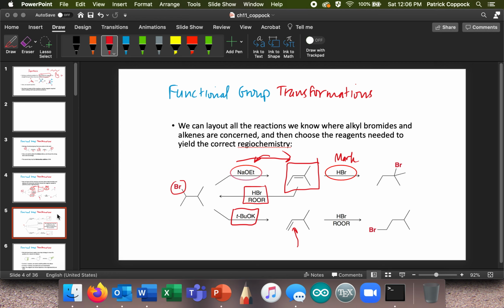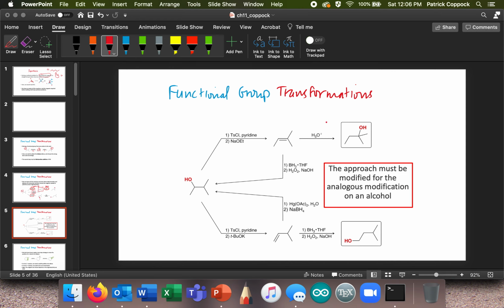So let's say we want to do it for an alcohol instead. Suppose I want to take my alcohol from here to here, right? In that case, we want the Zaitsev elimination. So first of all, we use tosyl chloride, and then we eliminate, right? We make it a good leaving group first, and then we eliminate with sodium ethoxide, right? And then we just add acid across there, right? Now, if we wanted to take this double bond and put it back in the least substituted position, we would simply use borane and THF, and hydrogen peroxide and sodium hydroxide.